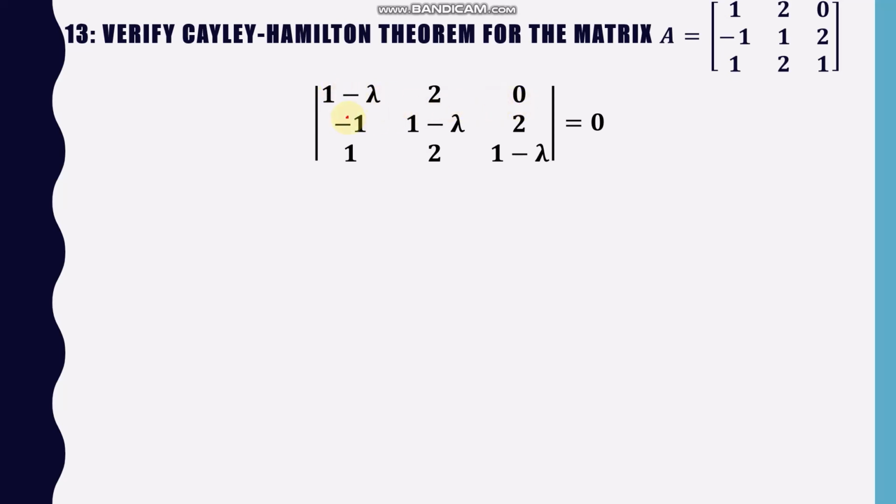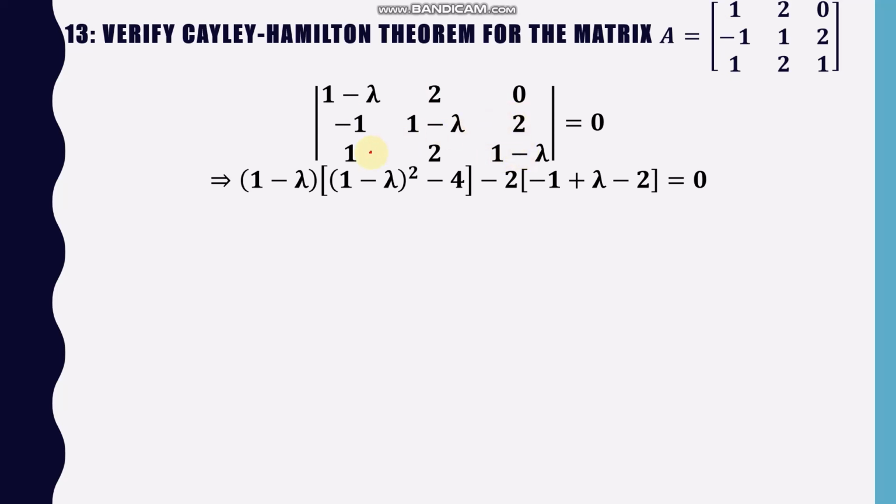When you expand it through the first row, 1 minus lambda times (1 minus lambda)(1 minus lambda) minus 4, then minus 2, remove this row and column and take the determinant of the remaining elements. So minus 1 multiplied by 1 minus lambda will give me minus 1 plus lambda, minus 2 times 1, so it will be minus 2. Now let's simplify it. So it is 1 minus lambda. When I open it up, I'll get 1 plus lambda square minus 2 lambda. So 1 minus 4 will become minus 3, and the other terms lambda square and minus 2 lambda remain as they are. Then minus 2 lambda minus 3.